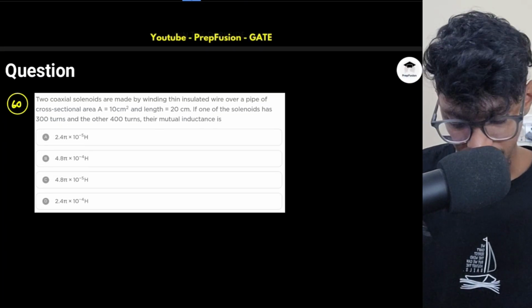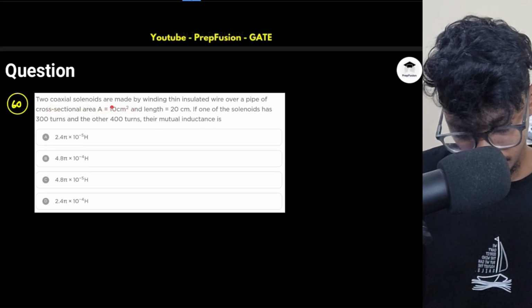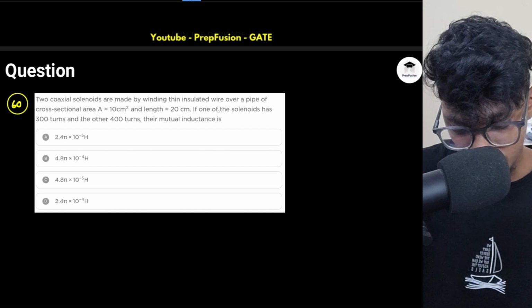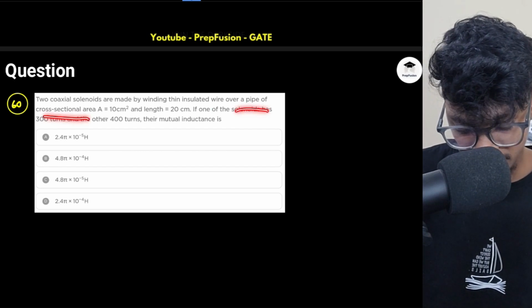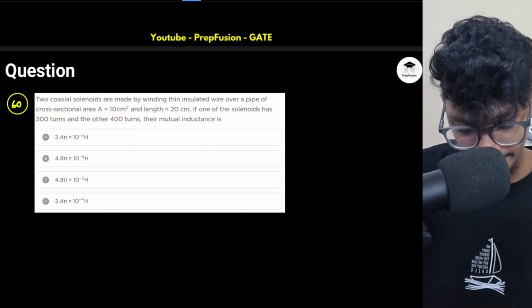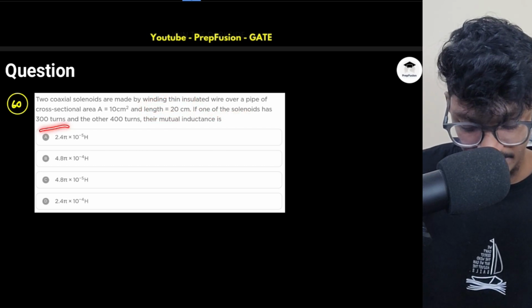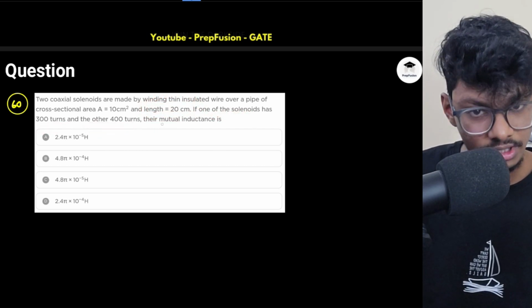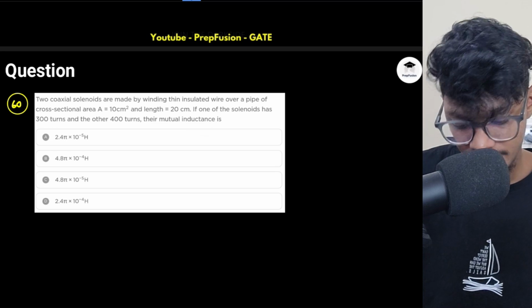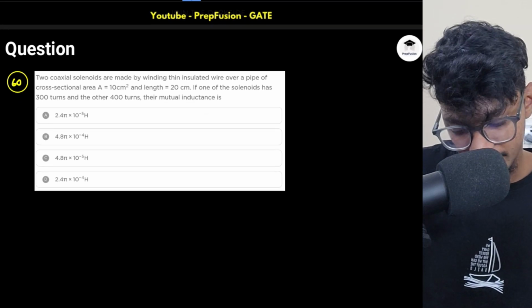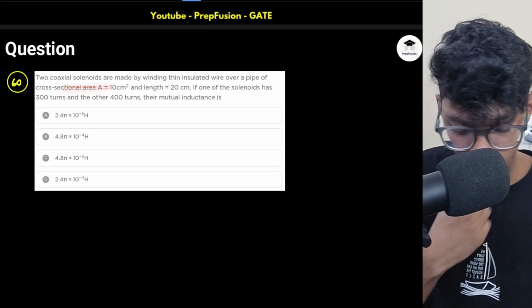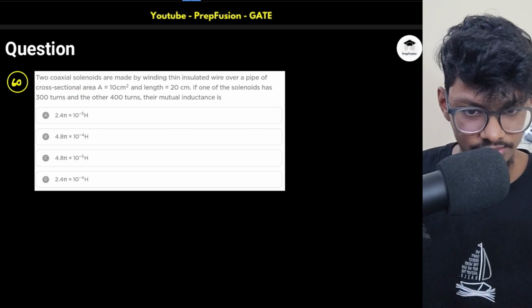So we'll see that. Two coaxial solenoids are made by winding thin insulated wire over a pipe of cross-sectional area A equals 10 cm square and length equals 20 cm. If one of the solenoids has 300 turns and the other has 400 turns, their mutual inductance will be. So two solenoids are one over the other, right? It's two coaxial cables, so we can use a simple formula.